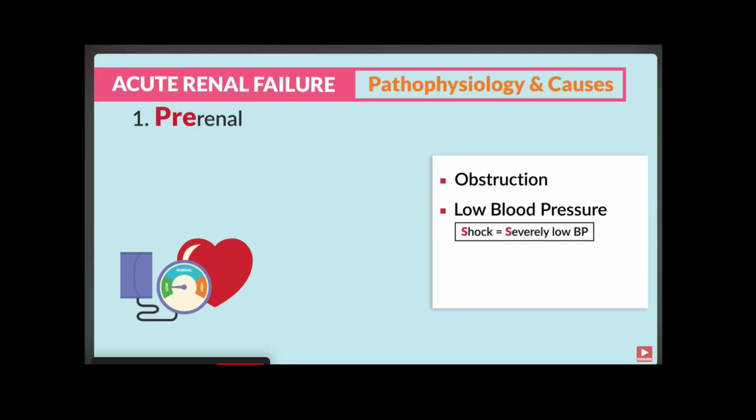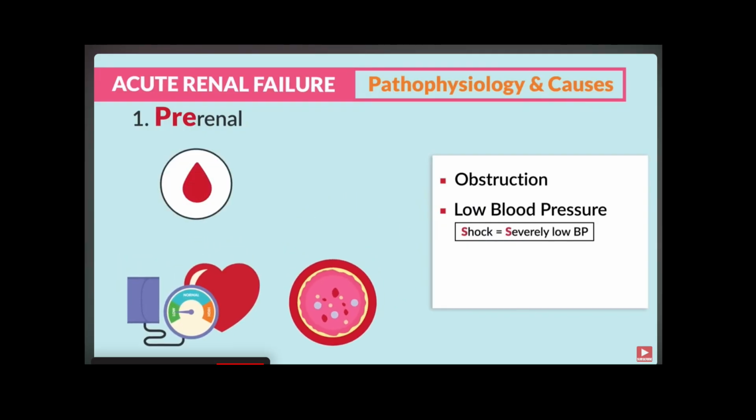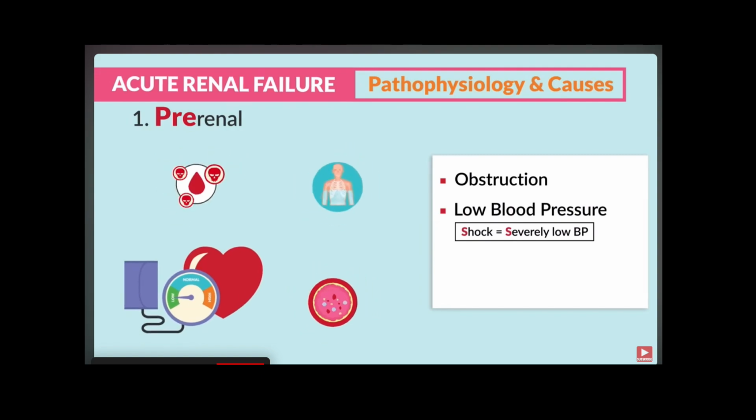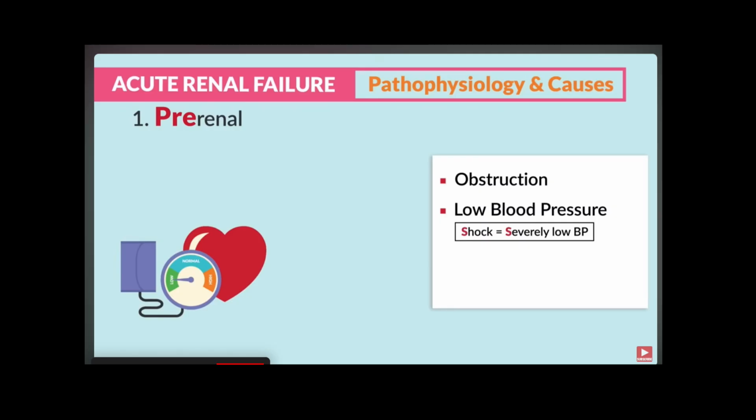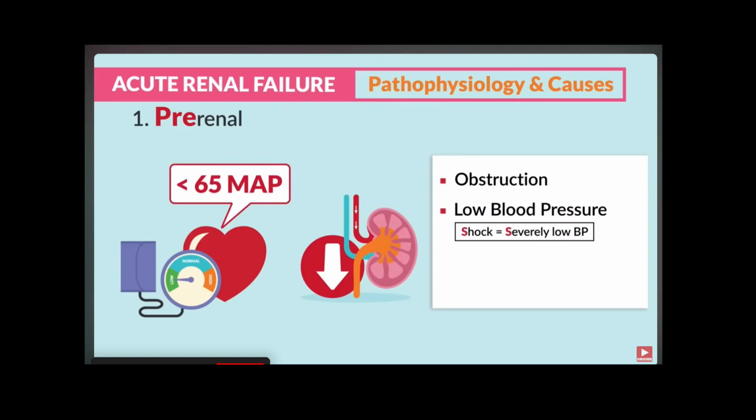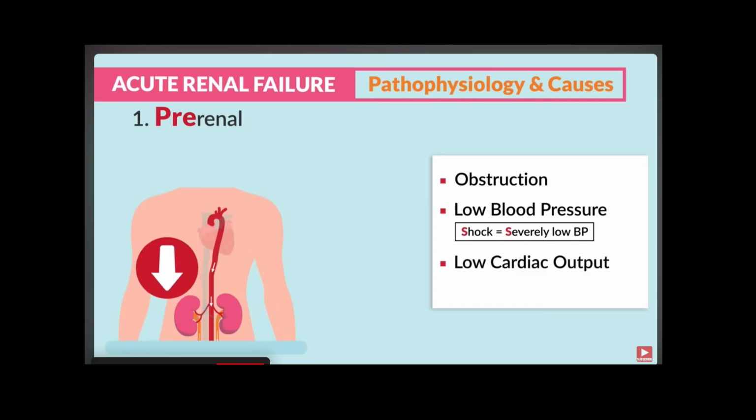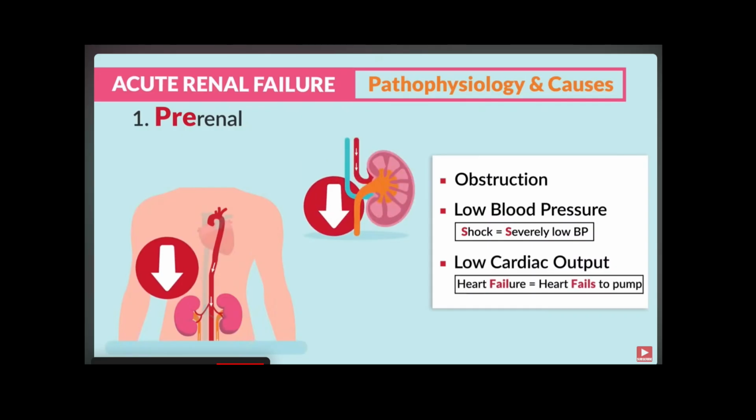Like patients with shock, hypovolemia from that major blood loss or volume loss, resulting in dehydration, which results in decreased MAP, that mean arterial pressure. Fancy words for low blood pressure, meaning low perfusion, less than 65 MAP, or mean arterial pressure. Lastly, low cardiac output, we get low perfusion.